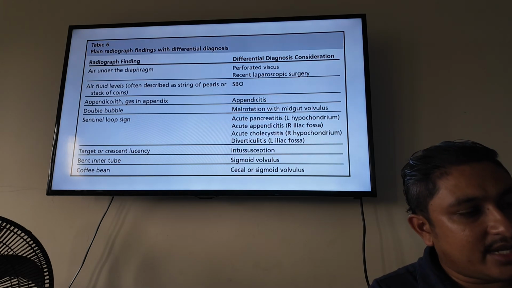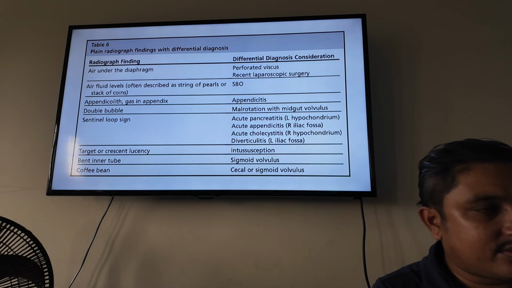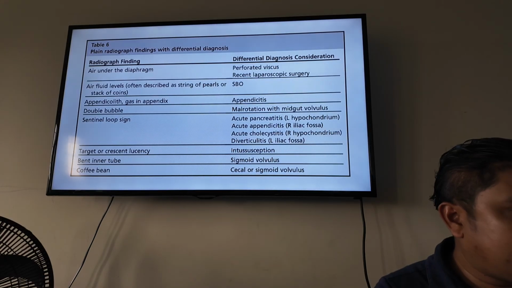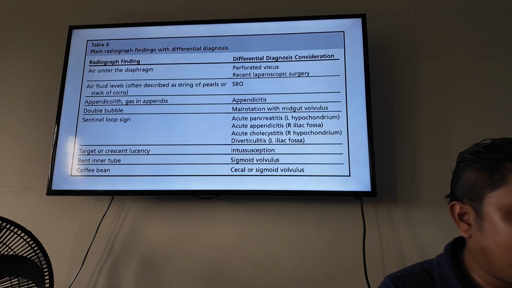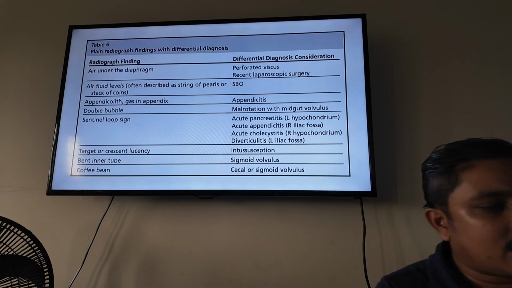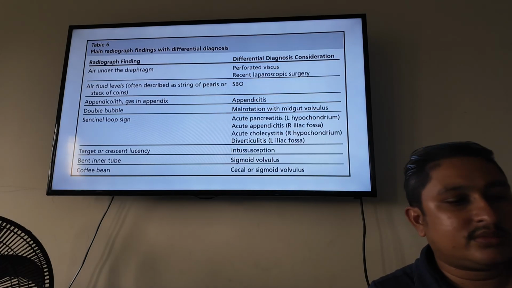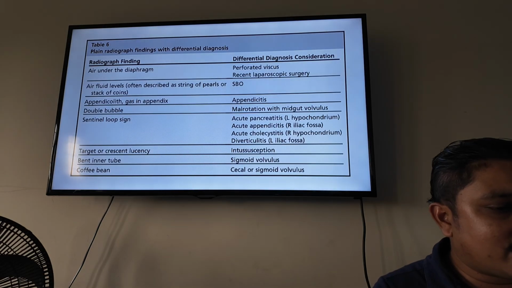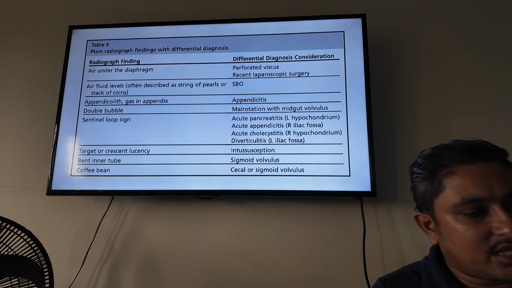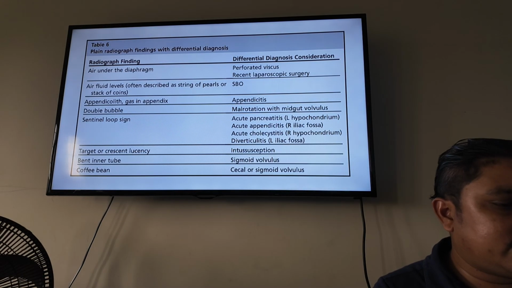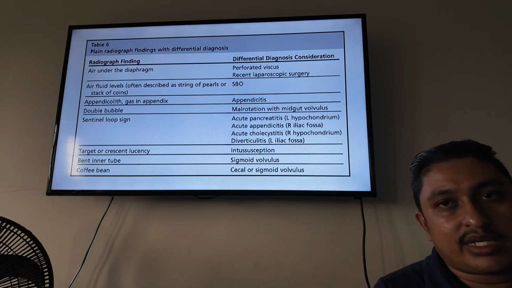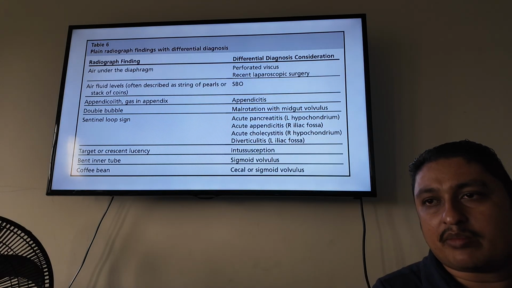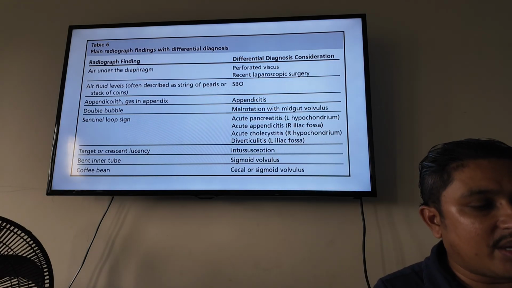These are just some signs that you can look for on plain radiograph. Pneumoperitoneum, air under the diaphragm, perforated hollow viscus. Air fluid levels, small bowel obstruction. Double bubble sign, malrotation of the midgut. Sentinel loop, pancreatitis. Right? Coffee bean sign, sigmoid volvulus. And these are very common things that you should remember.